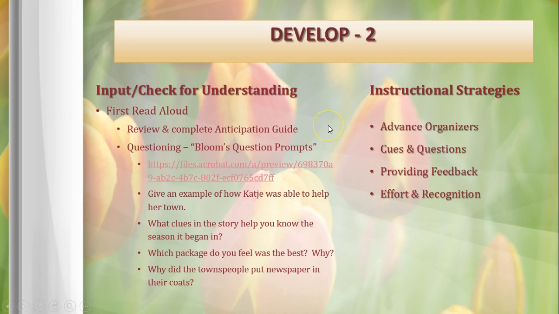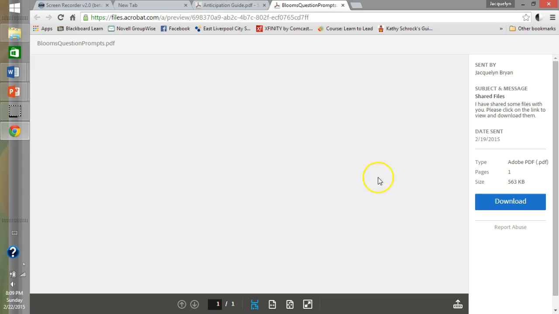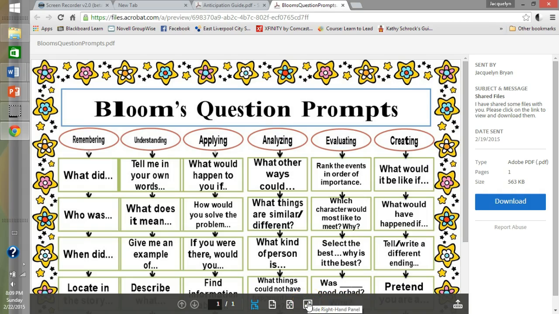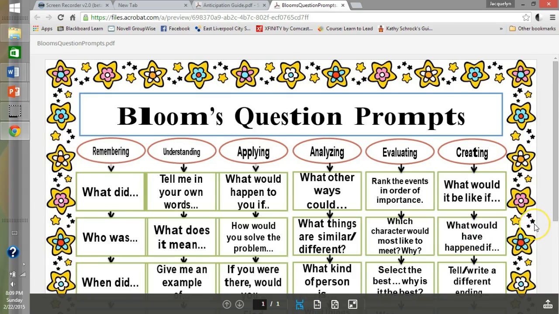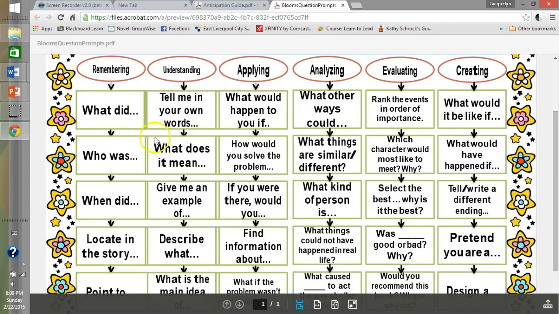While we're completing our anticipation guide after the reading, or even throughout if they want, we also have questioning to include. I have a really nice organizer I found that allows question stems that are more broad-based. They can be generalized into a lot of different stories, but are perfect in this one. For example, when you're understanding, it's so easy to look at describe what, or if you were there, would you? What things are similar and different? Which character would you like to meet? Or tell or write a different ending?